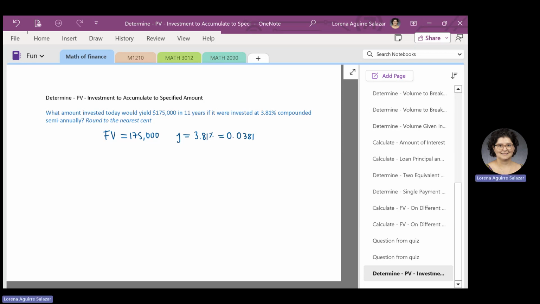Now we can get the periodic interest rate, the interest rate for a given compounding period, by using the nominal interest rate. We find I, the periodic interest rate in terms of J, doing J divided by the compounding frequency, and because interest is compounded semi-annually, the compounding frequency is 2. So we take 0.0381 and divide it by 2. And when we perform that division, we find the number 0.01905.